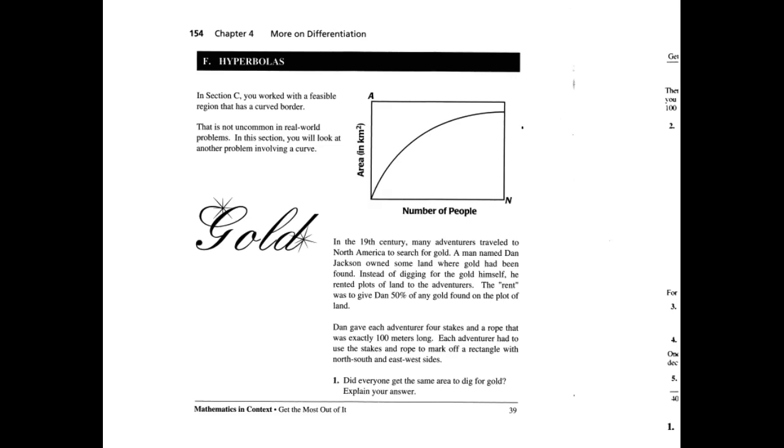Dan gave each adventurer 4 stakes and a rope that was exactly 100 meters long. Each adventurer had to use the stakes and rope to mark off a rectangle with north to south and east to west sides. So question number 1 was, did everyone get the same area to dig for gold? Explain your answer. Even though the adventurers had the same opportunity to have the same area, it depended on what dimensions they picked for their plot of land.